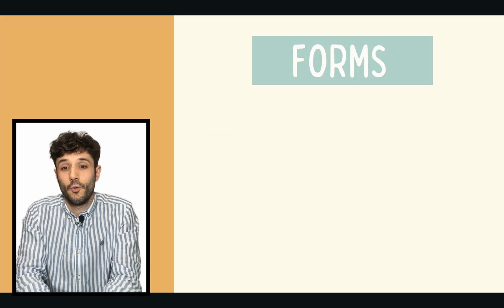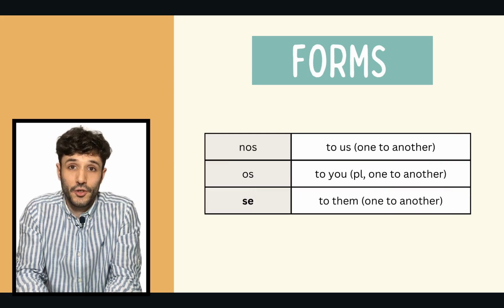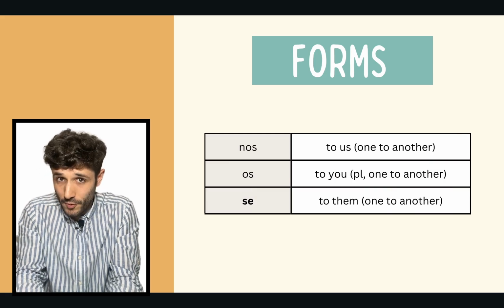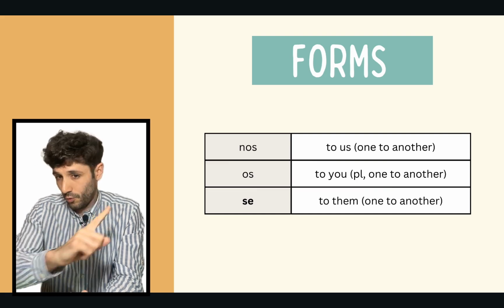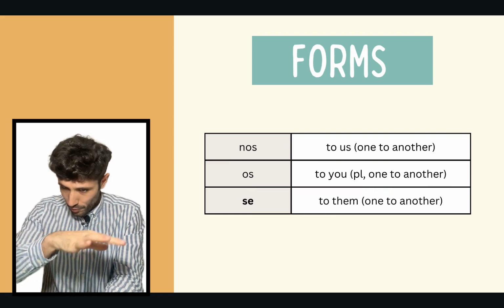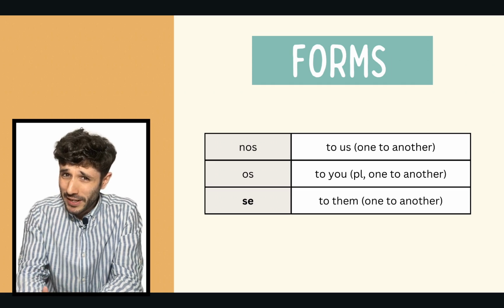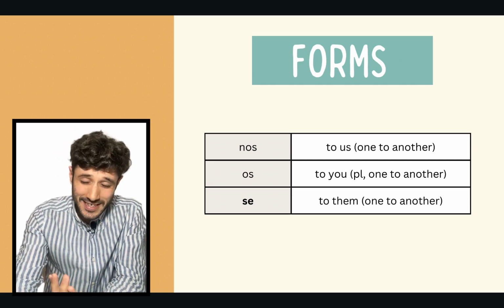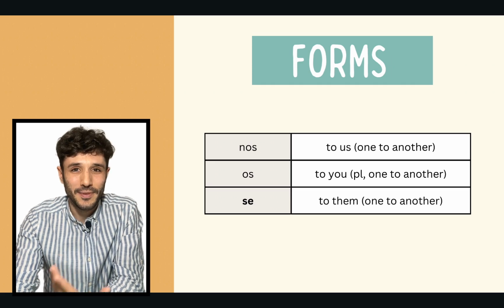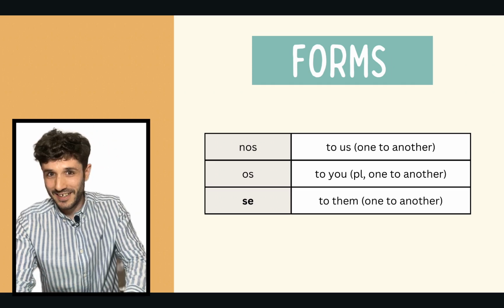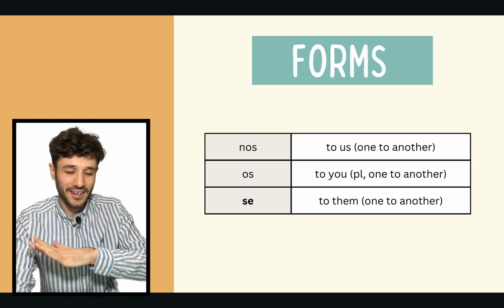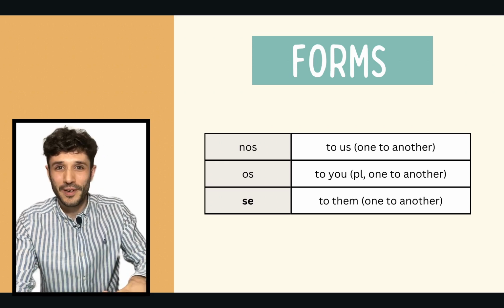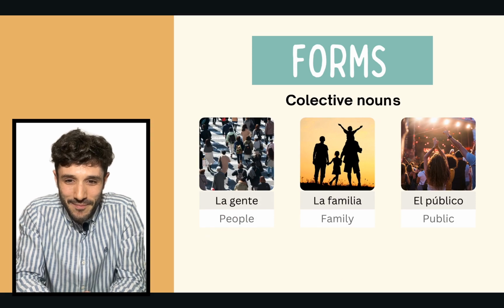With this in mind, we can see that the forms that we are going to use are always the plural forms, right? So nos, to us, like to one another, os, to you guys, se, to them. There is a small exception to this. So normally, yes, it is almost always going to be plural forms. If you guys study any language, you will know that it's very hard to find 100% rules that work for everything. So normally, yes, they are gonna be plural.